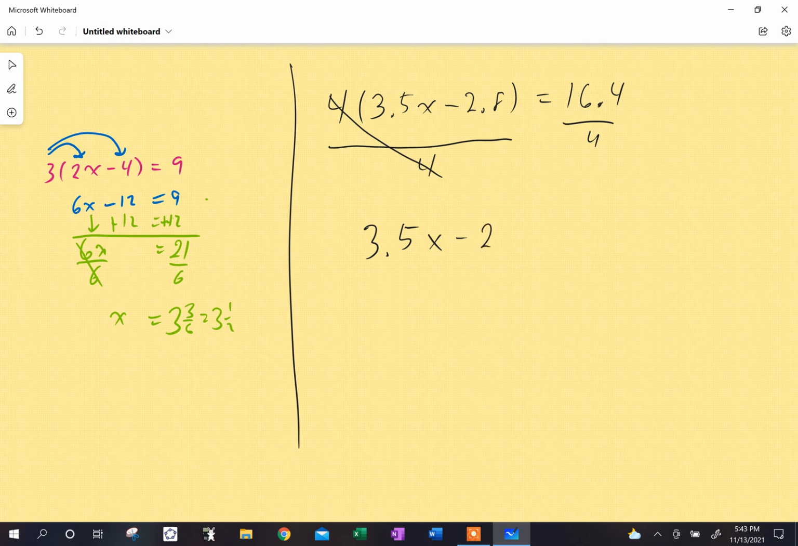3.5x minus 2.8 is equal to, well, 4 goes into 16.4 4.1 times. And the advantage to this is that we just made what was going to be a pretty complex question a little bit more simple. All right, so let's see.